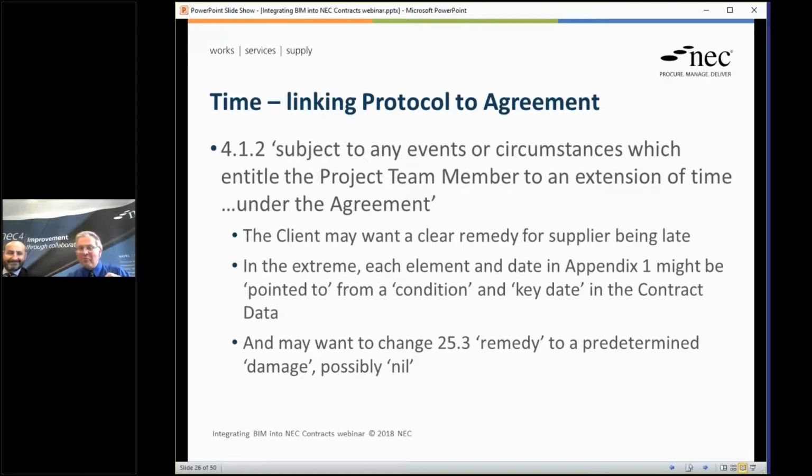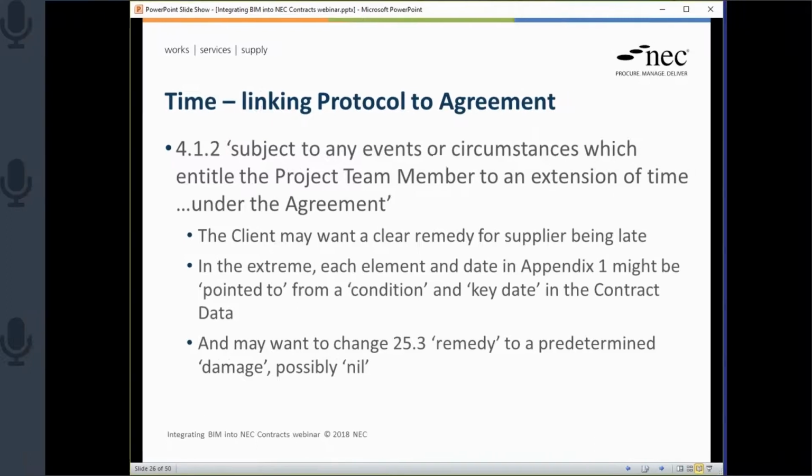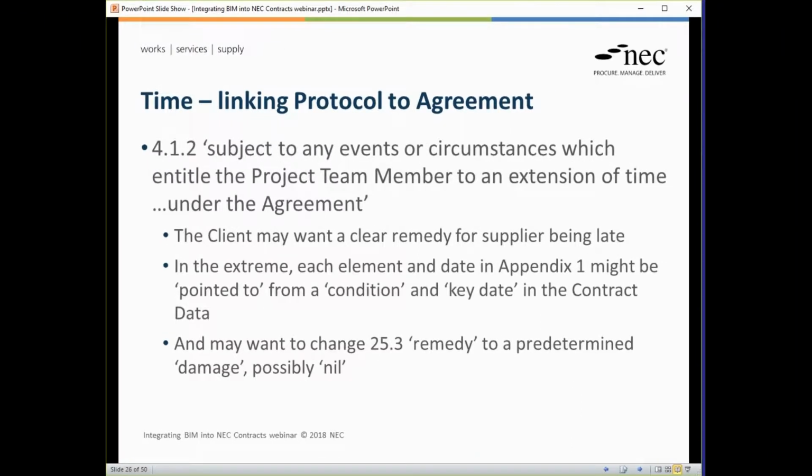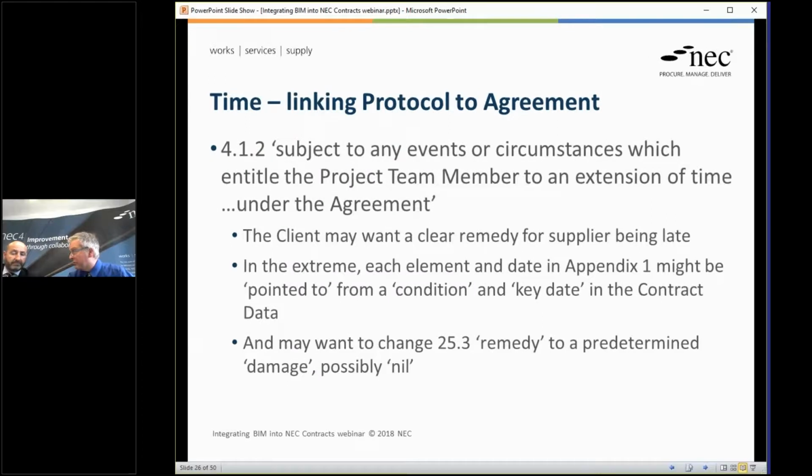The client might want a more clear remedy for the supplier being late. So we've got all these dates set out in the appendix, and we want people to stick with those dates. As an extreme case, this is a linking back to the actual contract. NEC, as most of you will know, in terms of timescales, we can either have a section completion, which is not appropriate, or we can have a key date, which says meet a certain condition by a key date. In this case, the condition would be you have dropped the stuff as required by row 23 of the responsibility matrix.